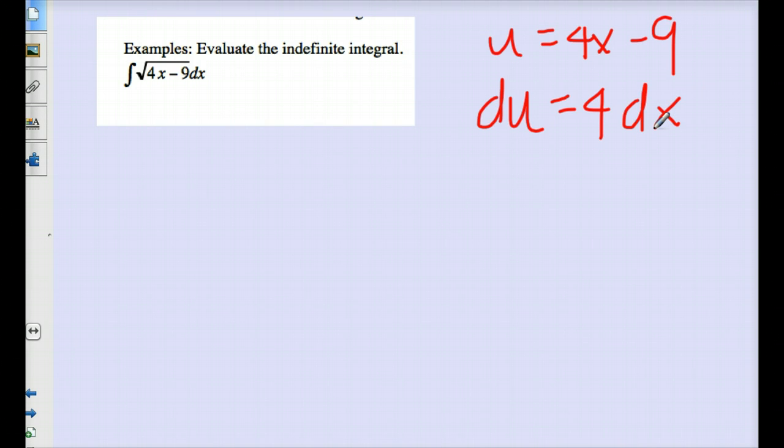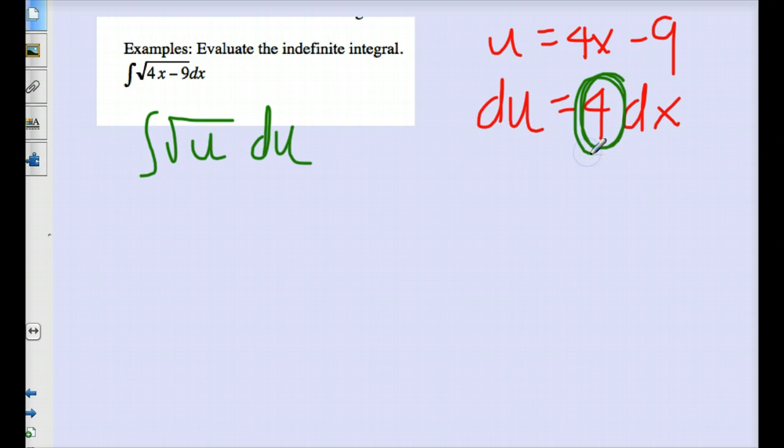And so now I'm going to plug that u back into that integral. So instead of the integral of 4x minus 9, I'm going to write this as the integral of square root of u du. But the one thing you have to see is that I actually pulled out this constant of 4. So if I pulled out a constant, I'm going to stick the reciprocal in front of my integral. Okay?